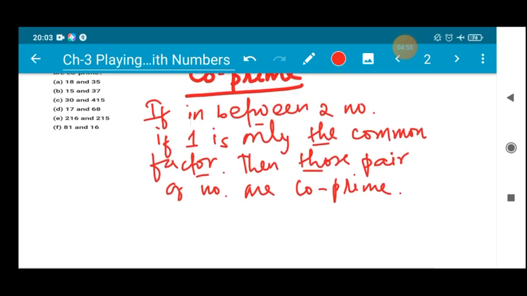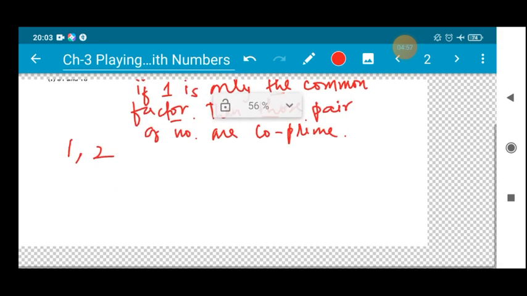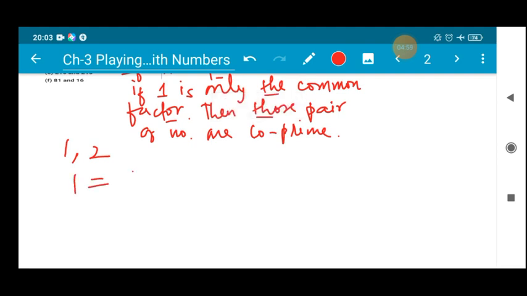Say for example, 1 and 2. What are the factors of 1? Factors of 1 is 1. Factors of 2 are 1 and 2. Is there any other factor of 2? No. Is there any other factor of 1 besides 1? No.